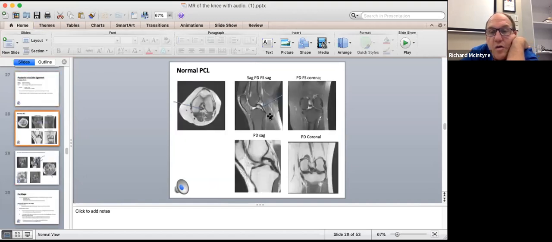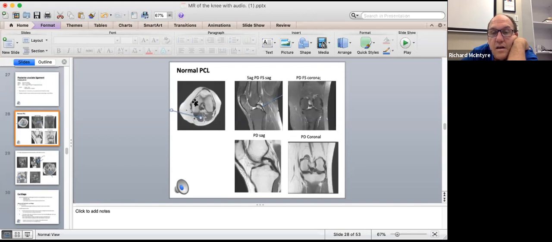Normal PCL, lovely thick ligament. Okay. Lack of signal, we've followed that ligament across. We usually see it in 1 or 2 planes because it's usually in the same plane as the ACL. Okay, and you can see there, if I took that arrow away, you can see the PCL is a little bit thicker than the ACL.